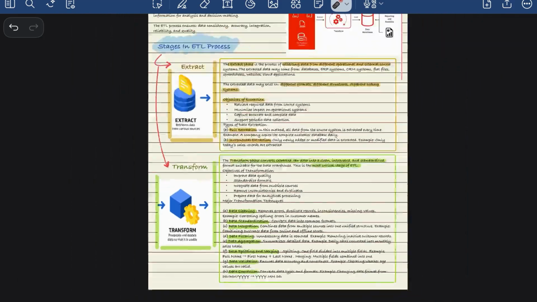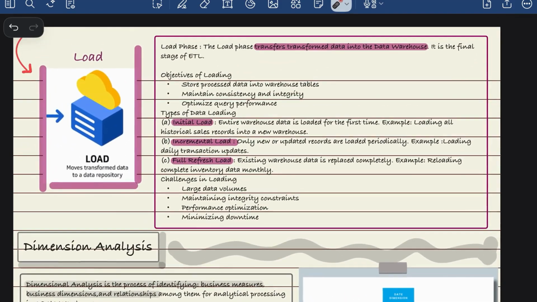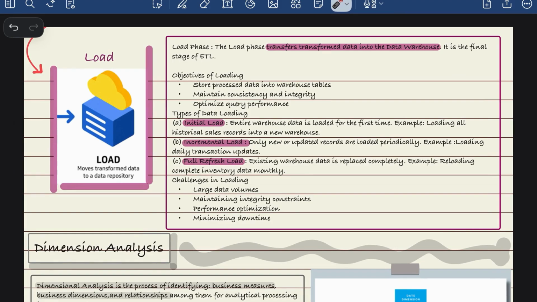Now we'll turn forward and discuss our last and most important phase, the load phase. This takes our polished, clean data and writes it permanently into the warehouse storage disks. It just takes the data into the data warehouse, and it is the final stage of ETL. So what are the types of loading? There are three styles.